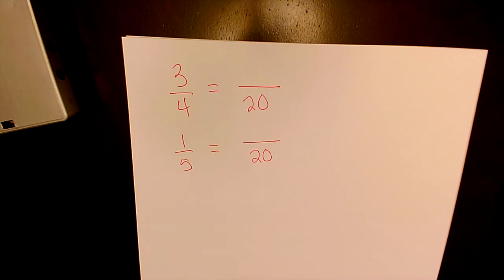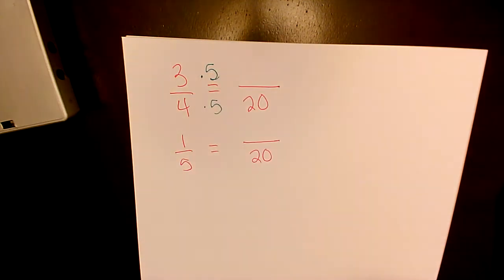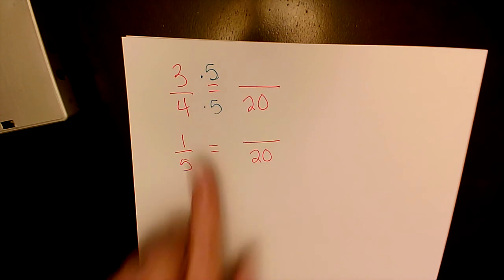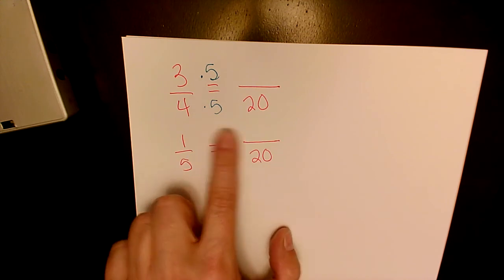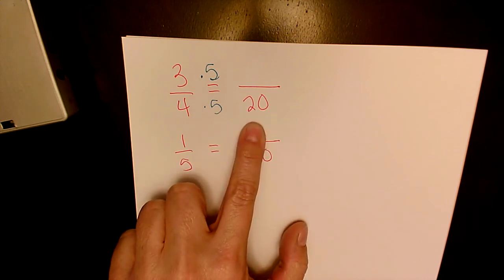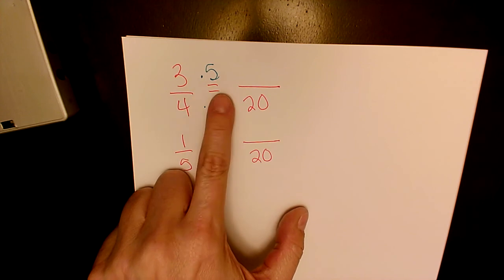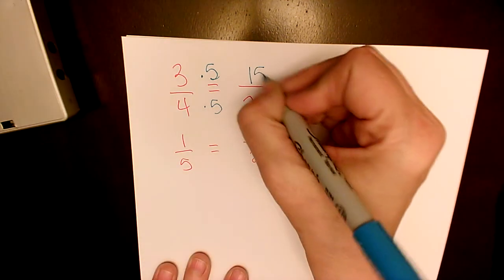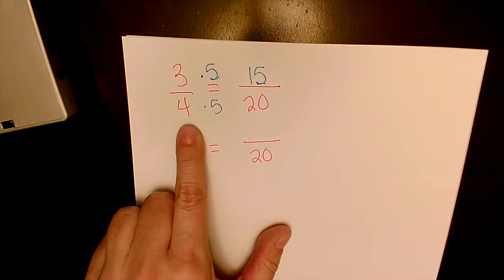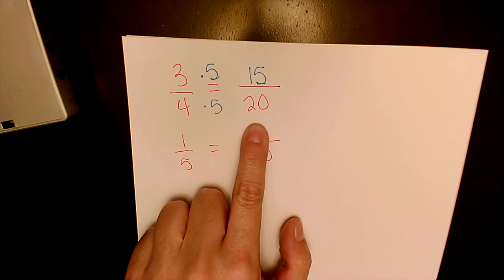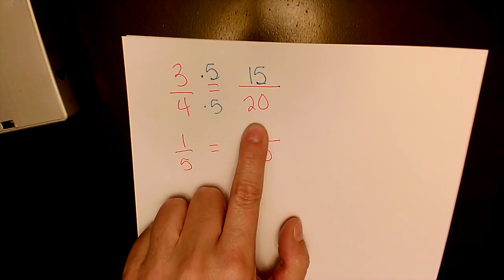And 4 times what is 20? And what I do to the bottom, I do to the top. So 4 times 5 is 20. So then I take the 3 times the 5, and that's 15. So 3/4 is 15 over 20, or 15 20ths. Just cut into different size pieces.